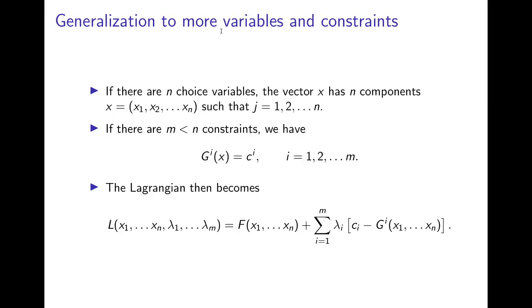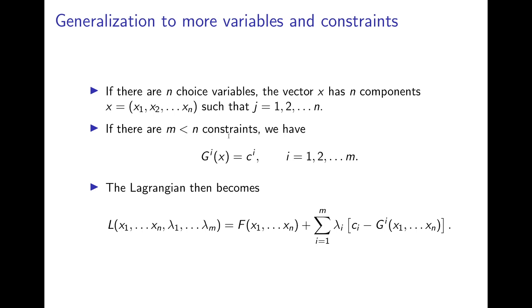Up to now, we have looked at situations with two choice variables and one constraint. But the theorem of Lagrange can be easily generalized to more variables and more constraints. So for example, here we would have n different choice variables, and then the vector x would just have n components, going from x1 via x2 and so on to xn, such that we have n different choice variables, or in the context of utility maximization, we would have n different goods.